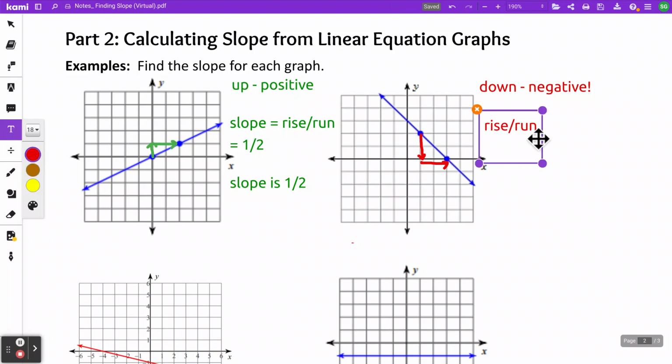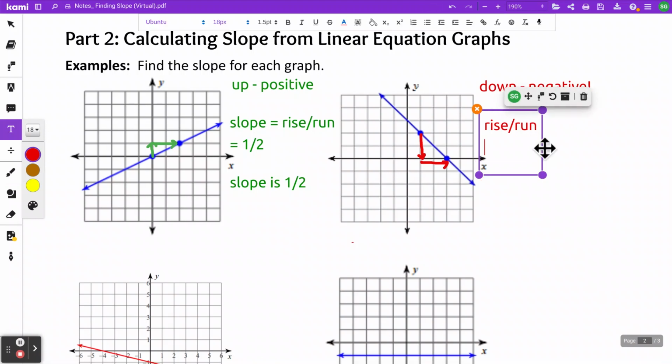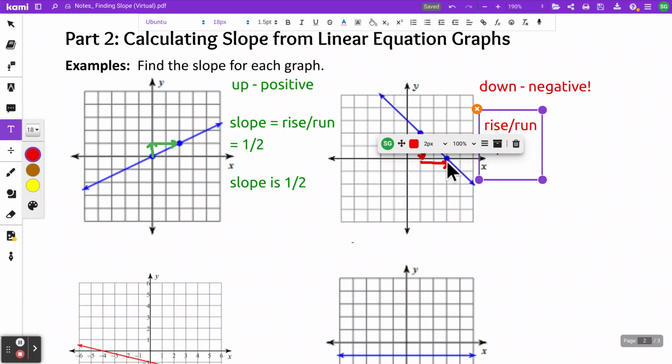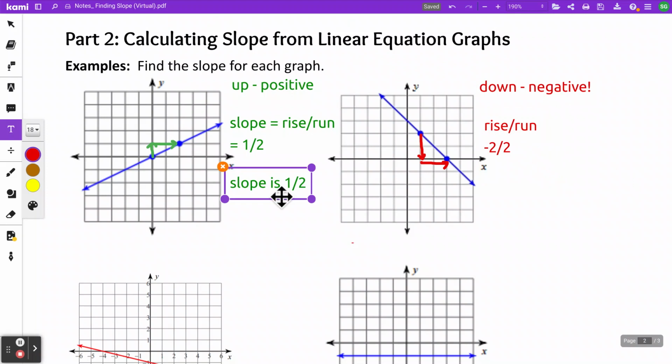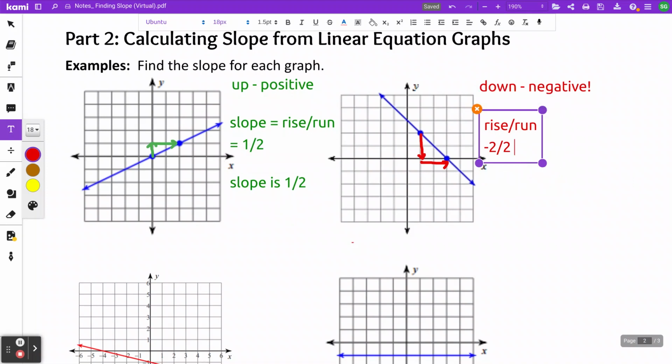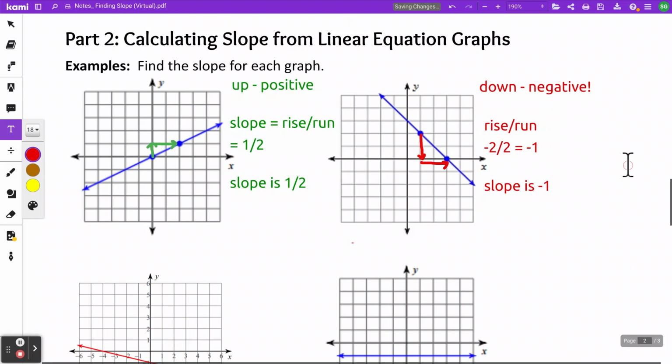So when I go to calculate my rise, I notice I went down 2 boxes. And I keep saying the word down, down, down means negative. Down 2 boxes and over. Notice I'm starting right here. I'm not starting at 0. I'm starting right here. And so I'm going over 2 boxes. So I've got -2 over 2. Now that's a little different than before because you can figure out what that equals. What is -2 divided by 2? Well, 2 divided by 2 is 1, so negative 2 divided by positive 2 is negative 1. For this graph here, our slope is negative 1.